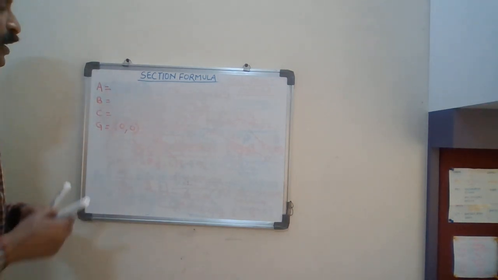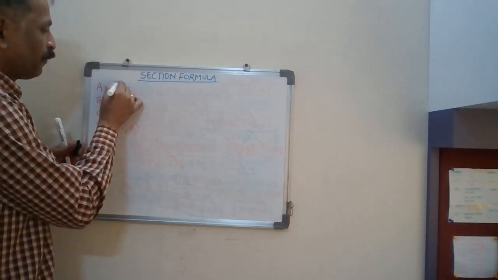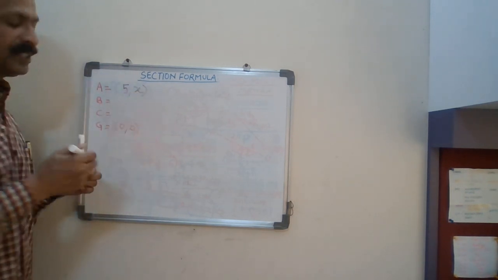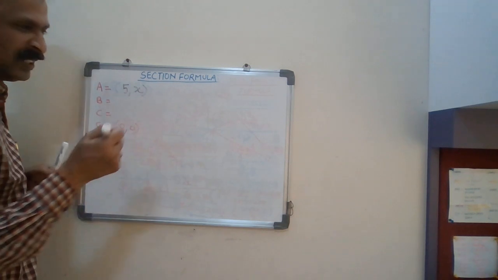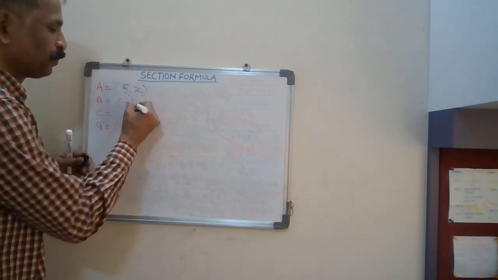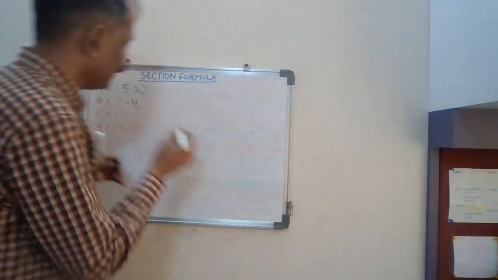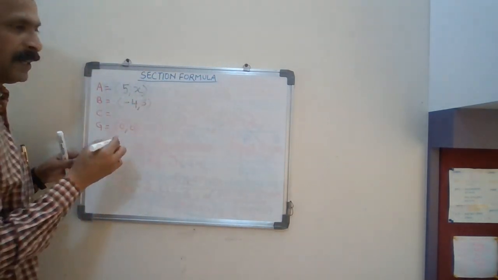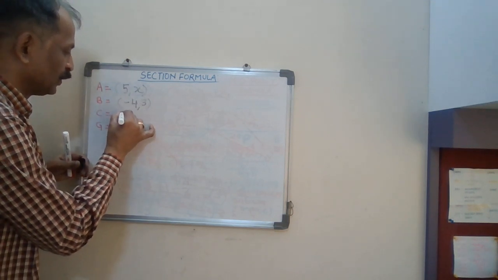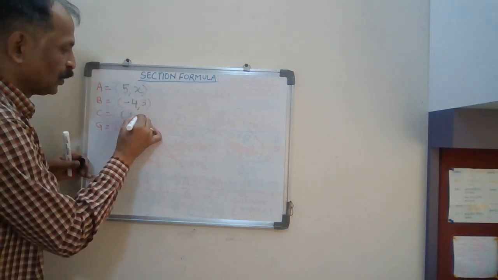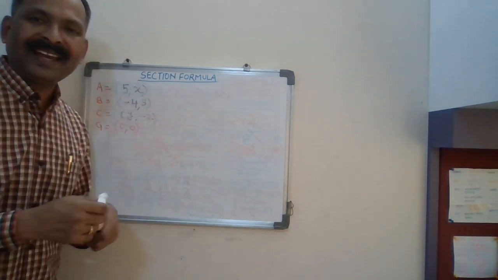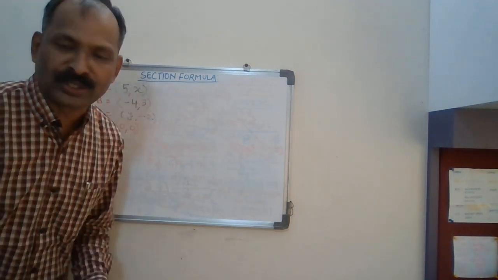Okay, let me write. So A is given 5 comma x. It means this x is unknown. Then they have given you B as minus 4 comma 3, and then C as y comma minus 2. Anyways, they will give you one unknown from x, one unknown from y, so there is no issue in solving.